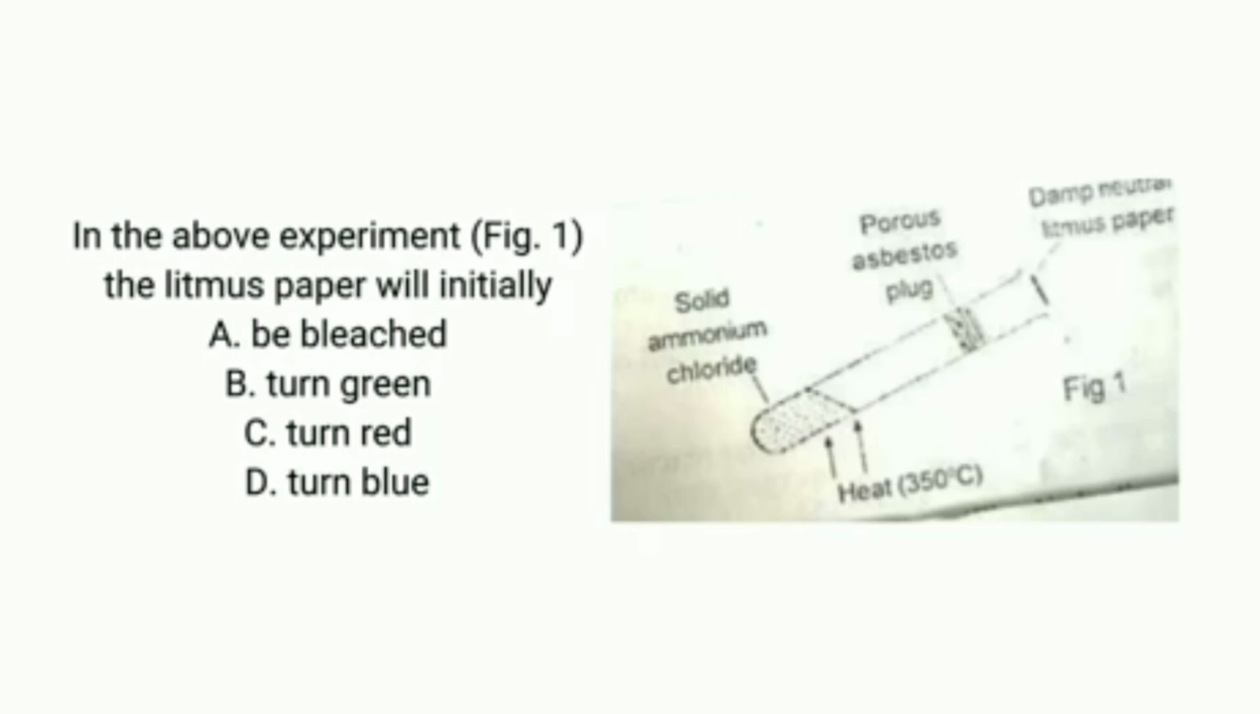So since we have our ammonium chloride to be a base there, it therefore means that the initial color of the litmus will therefore be what? It will change to blue. So that means option D is the correct answer here. I hope you get it.